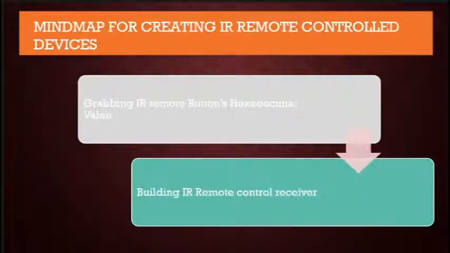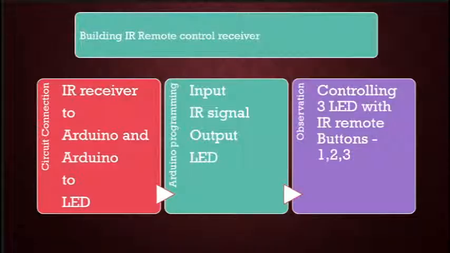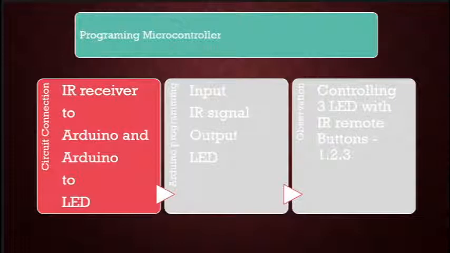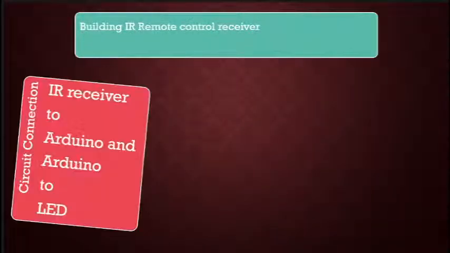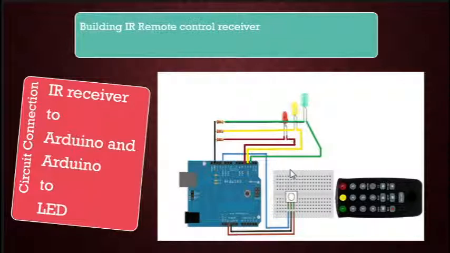Now it's time to build our own IR remote controlled receiver. But how? This is how we are going to build our own IR remote control receiver. First thing is circuit connection, that is to connect the IR receiver to Arduino and then Arduino to LEDs, and then programming Arduino, and the final thing is observation as usual. Let's start with circuit connection. This is our circuit.